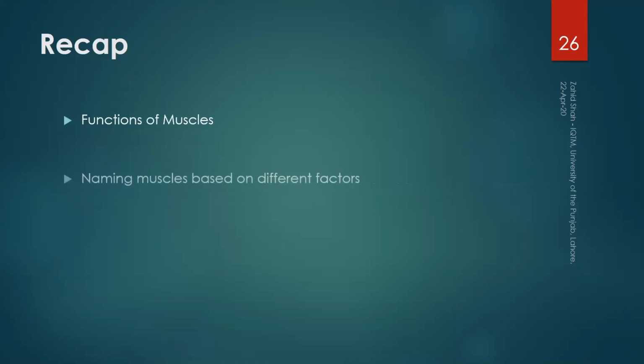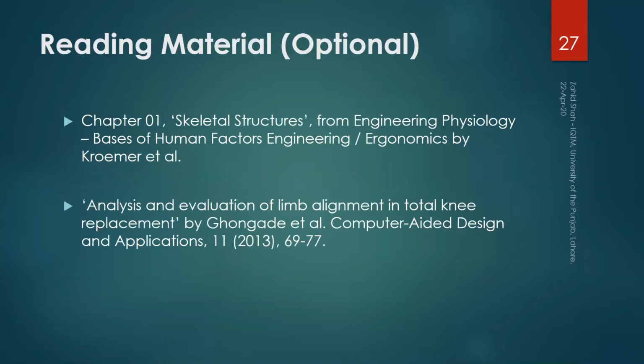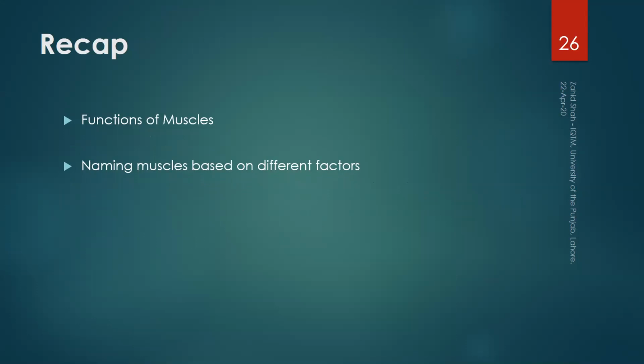So we saw functions of muscles, naming muscles based on different factors: their shape, their size, their location in the body part, number of heads, and there was one more factor as well.